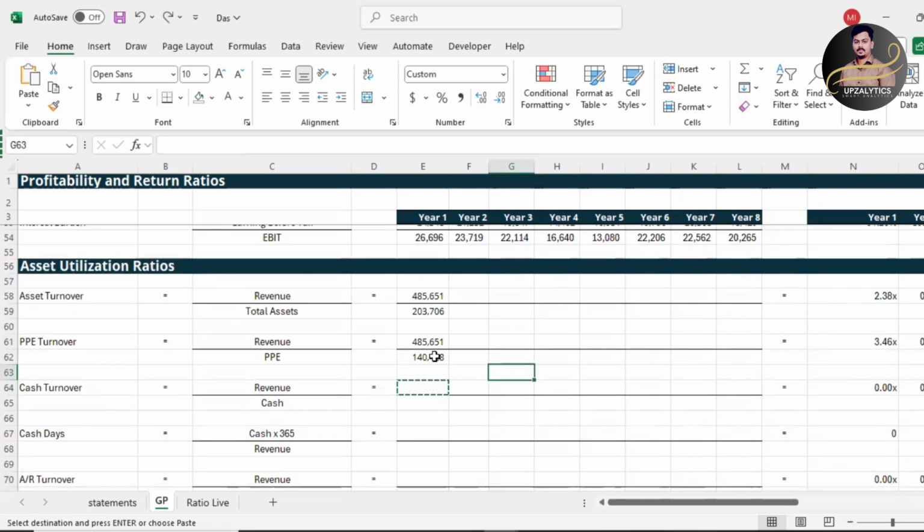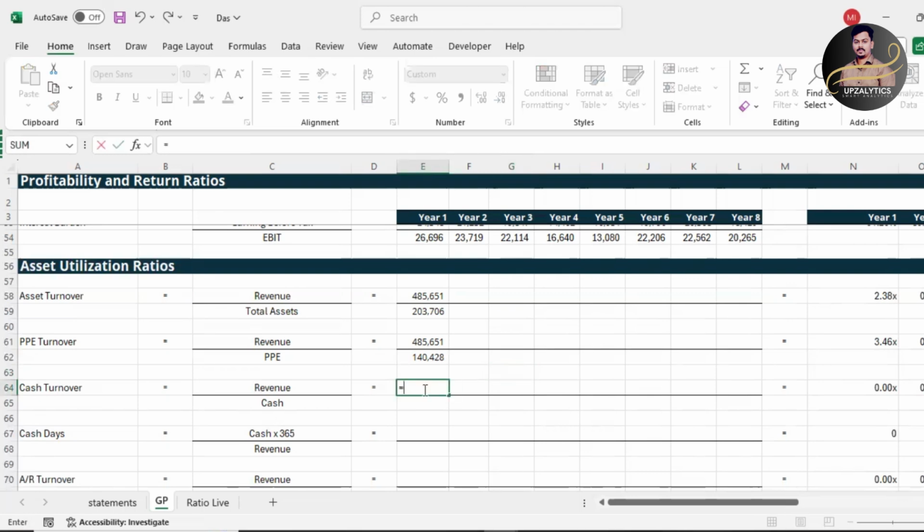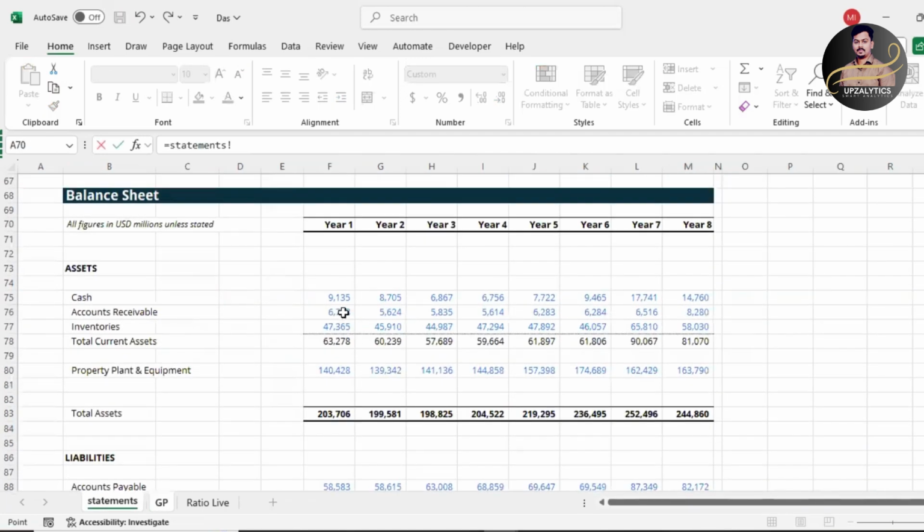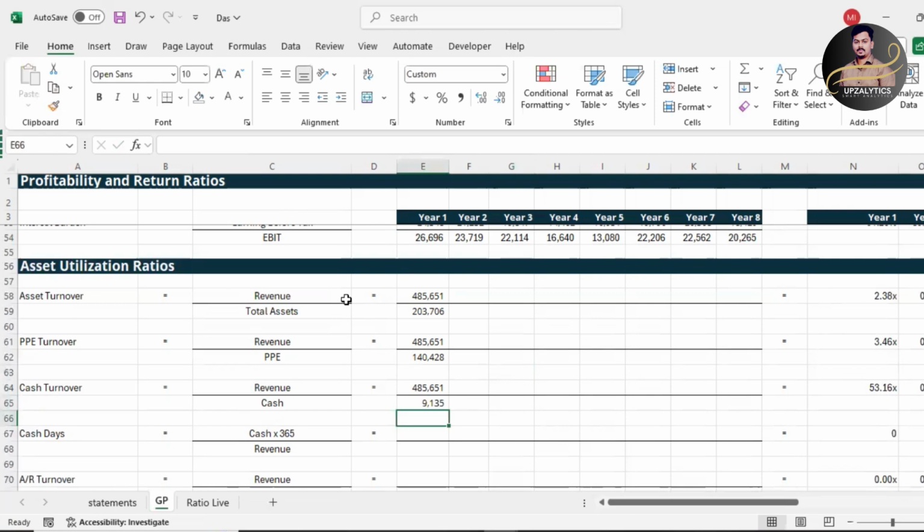Now let's see about our cash ratio. This is the cash turnover ratio. This ratio mainly says how much we are earning from what we have as cash. We can get the cash from current assets. This is the cash. So we are gaining 53.16 revenue for one USD of cash that we have.